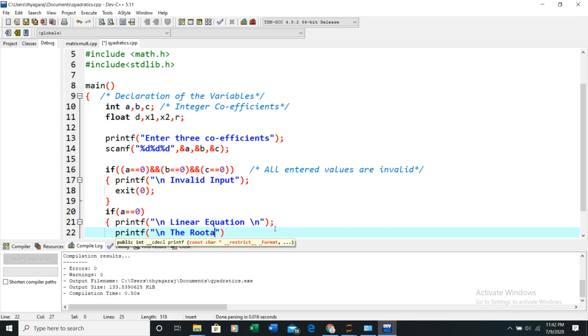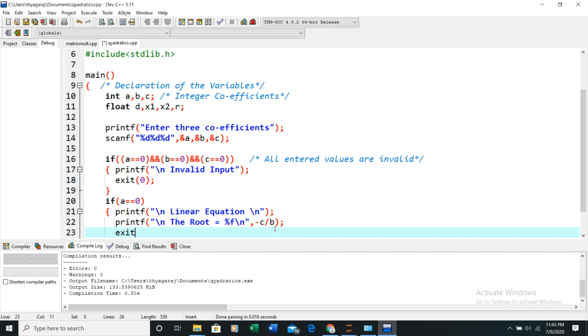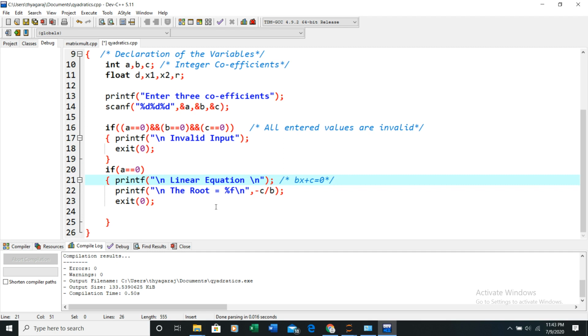Since it is a linear equation, it will have only one root. Percentage of slash n, slash n comma minus c by b. Here also we'll have exit 0. Linear equation in the sense it will be of the form bx plus c equal to 0. The root equals percentage of slash n, minus c by b, exit 0.